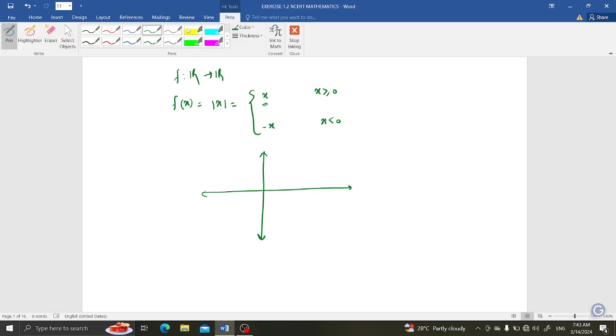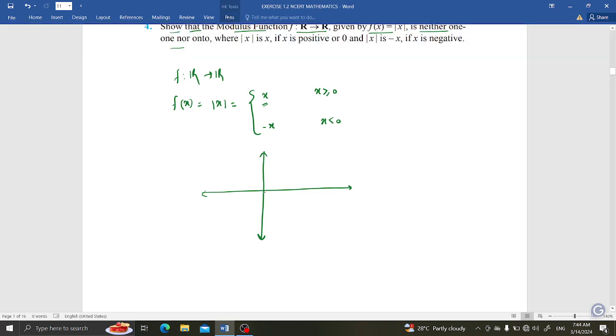We can observe here, if we are on the right side, this side, how can we draw the graph? By the y equal to x line. This is the y equal to x line, okay, or f(x) equal to x, both are the same thing.